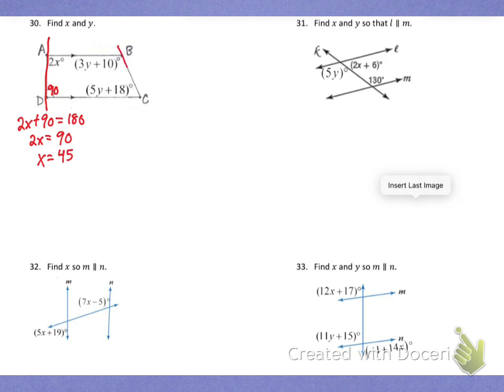Now this also is a straight line, so if I set that equal to, I'll have 3y plus 10, then adding 5y plus 18. So this is one angle, this is the second angle. It's going to be equal to 180, so I'm going to combine my terms. 8y plus 28 is going to be equal to 180. I'm going to minus 28 on each side, so it's going to give me 8y is equal to 152. I'm going to divide that by 8, and I get 19. So y is going to be equal to 19.